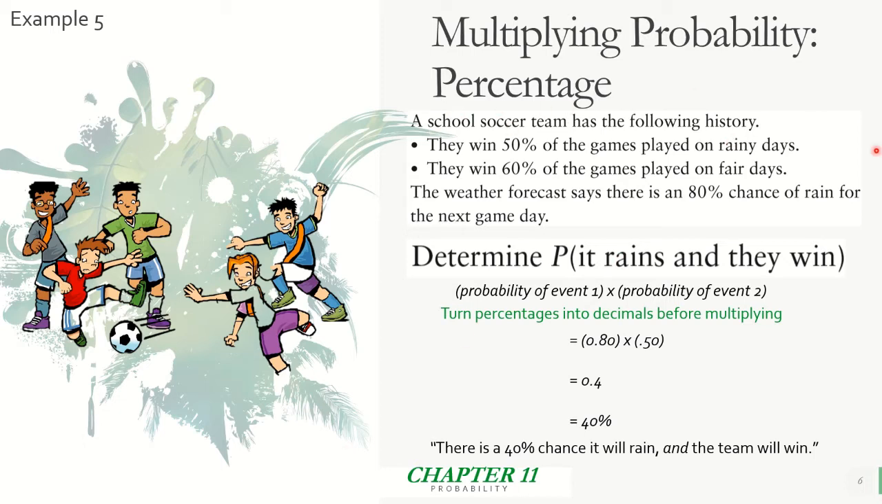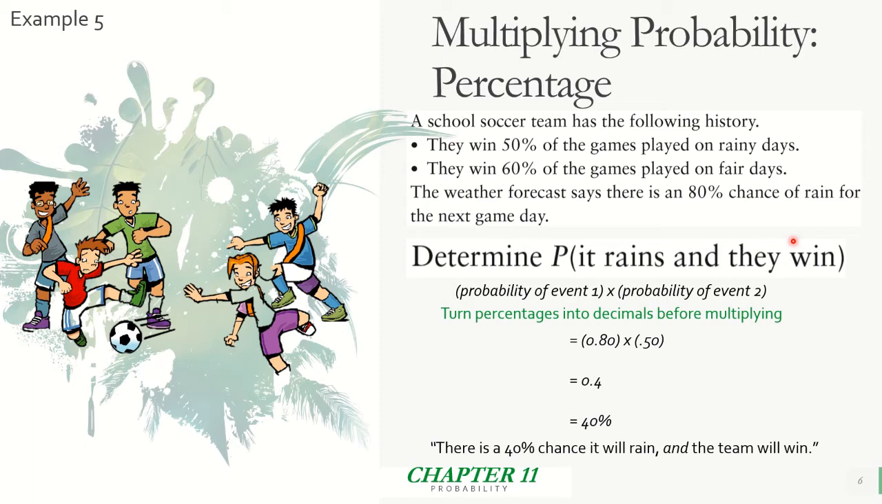All right, so a school soccer team wins 50% of games they play on rainy days. So if it rains, there's a 50% chance that they win. And they win 60% of the games played on fair days. That means it's not raining, it's sunny out. So 60% on days when it's not raining. And we also know that the weather forecast says that there's an 80% chance of rain the next game day. So the next time they play, 80% chance it's going to rain. The question asks us to determine the probability that it rains and that they win.